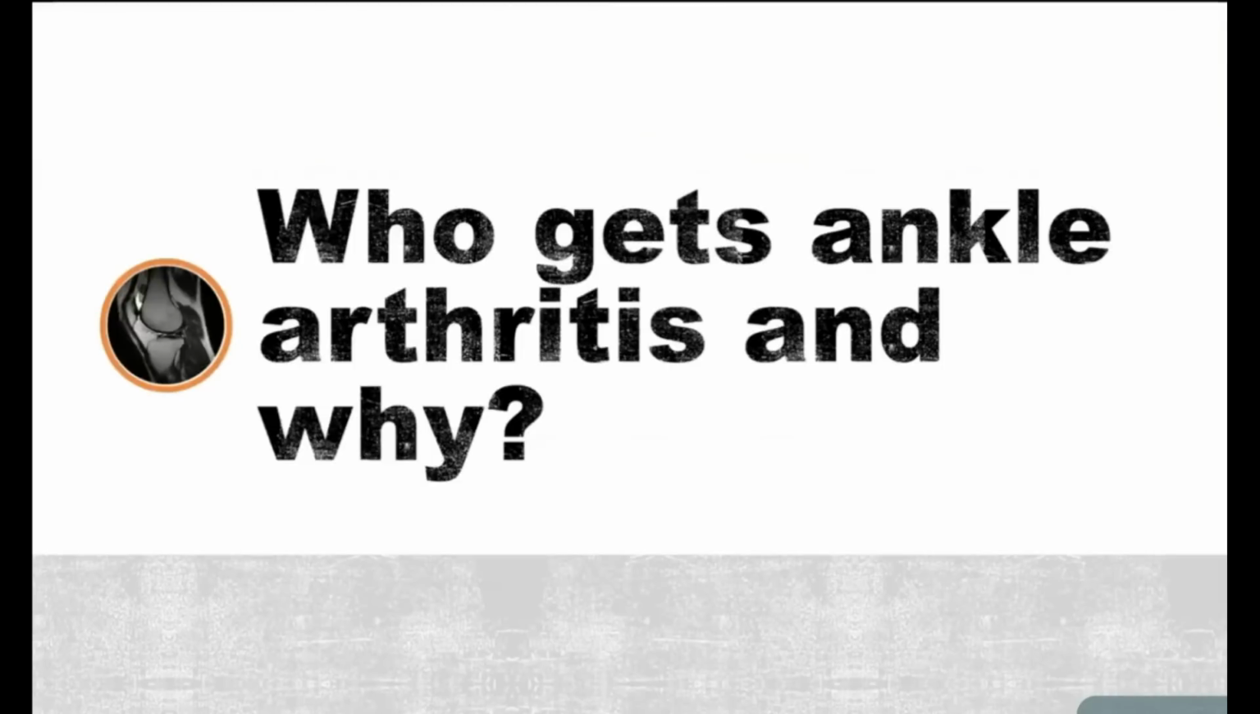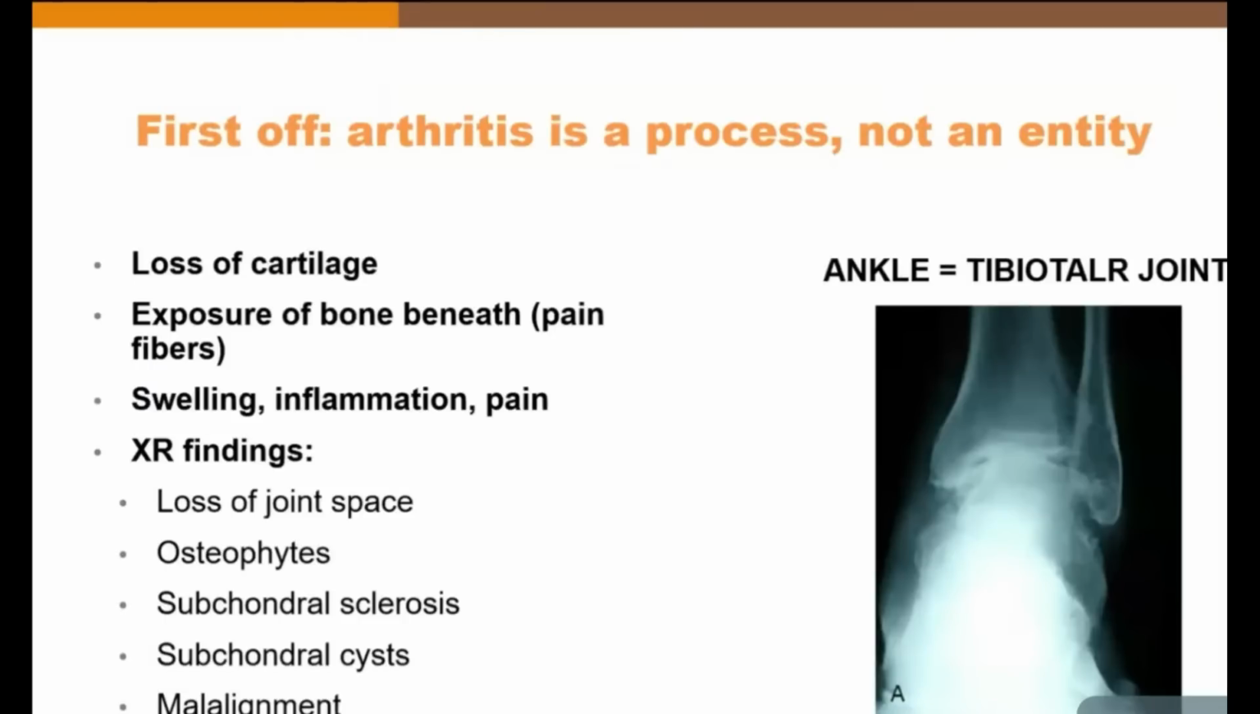So let's start off with that question of who gets ankle arthritis and why, and what makes this population unique compared to arthritis in other joints. So as you have seen at this point, arthritis is a process and is not a thing that can be removed. So ultimately, it results in the loss of cartilage, the smooth gliding surface in a joint, exposure of the bone underneath, which contains pain fibers, which produces pain.